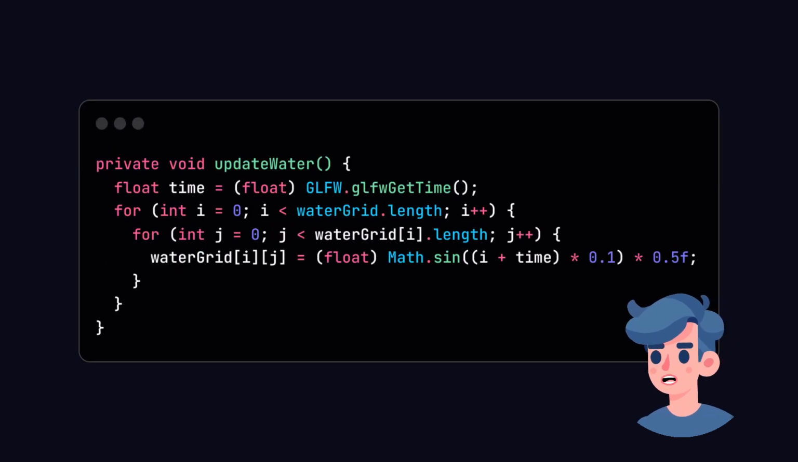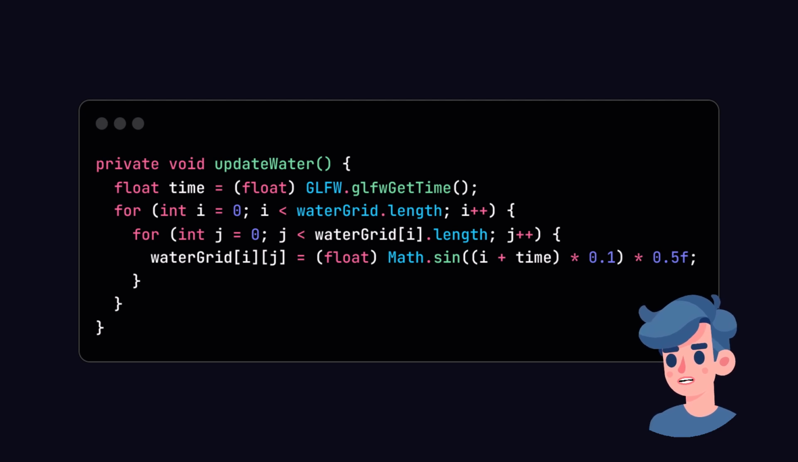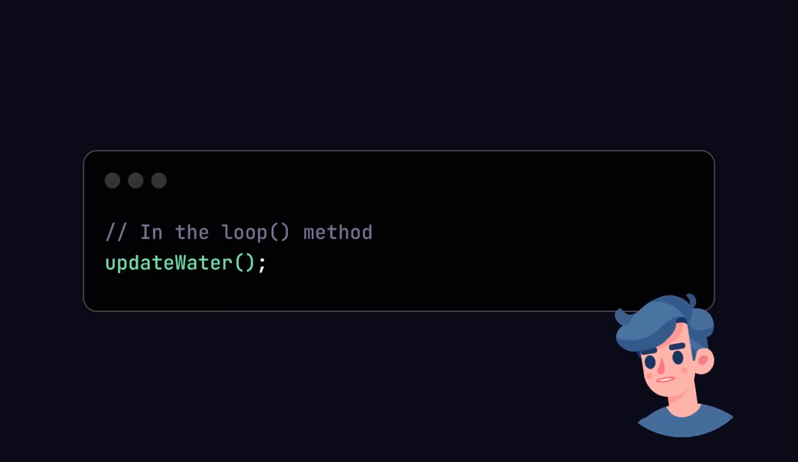Next, we'll introduce some physics to simulate water behavior. We can do this by applying wave effects to our water grid values. One common technique is to use sine waves, which will create a nice undulation effect. Now, let's integrate our updateWater method into the rendering loop so that the water surface updates dynamically. We'll call updateWater before we render water to ensure the grid is updated each frame.